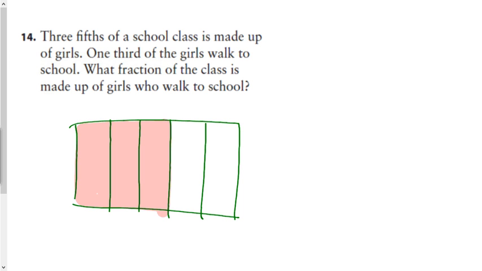1/3 of these girls walk to school. So I'm going to take this, and I'm not going to cut it up, because if that represents all of the girls in the school and 1/3 of that number walks, then this one here will be walkers. This one could be bus or car. 1/3 of them walk. And how much is this? 1/5 of the school would be walking to school.